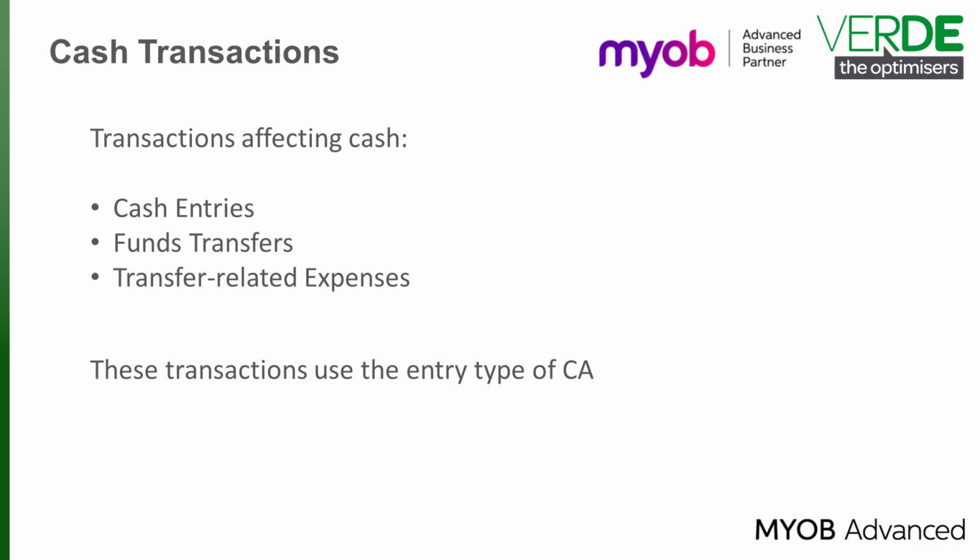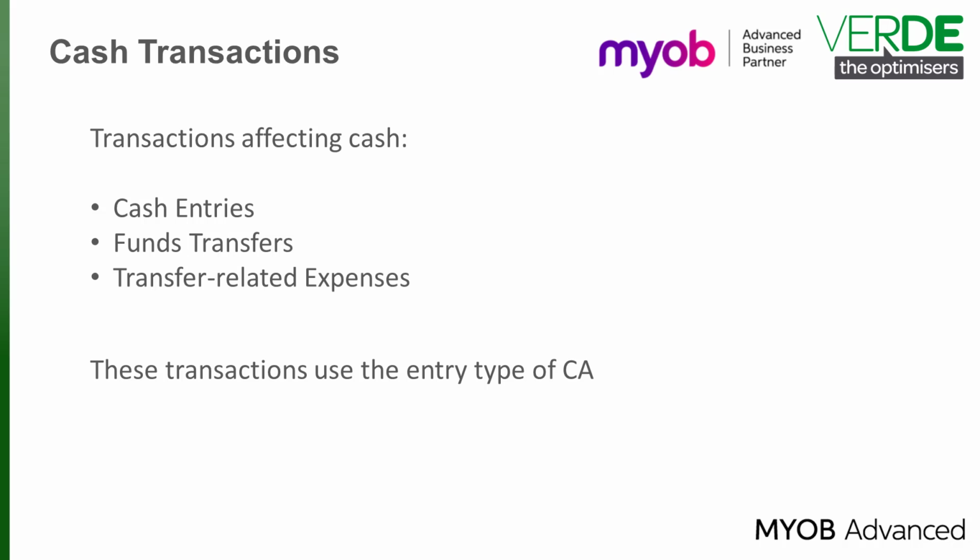Cash transactions are entered through the banking module that affect cash. Sometimes these transactions cannot be recorded in other MYOB Advanced modules. These include cash entries, funds transfers, and transfer-related expenses. These transactions do not involve customers or suppliers and affect balances of the finance accounts only. They use the entry type of CA. We can also enter transactions to affect the balances of customers or suppliers.